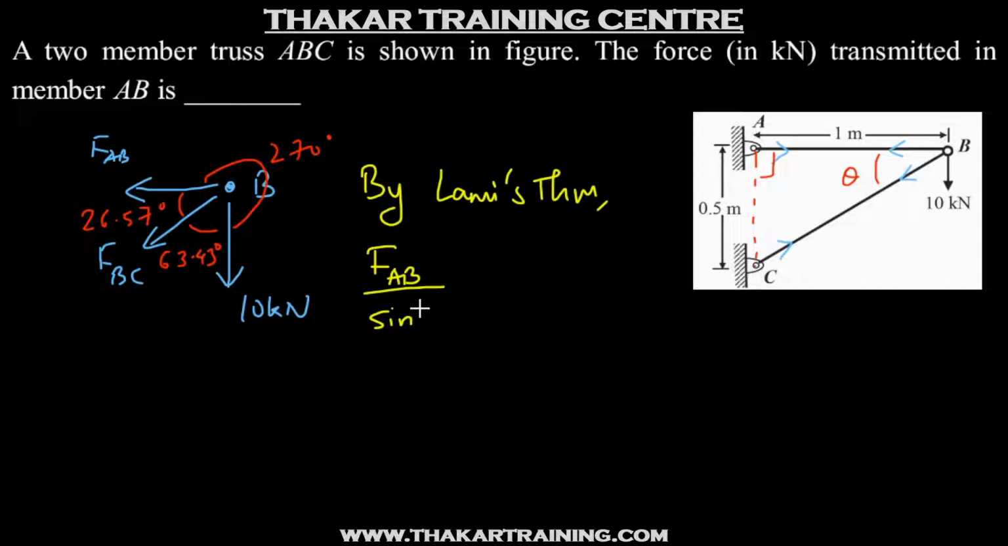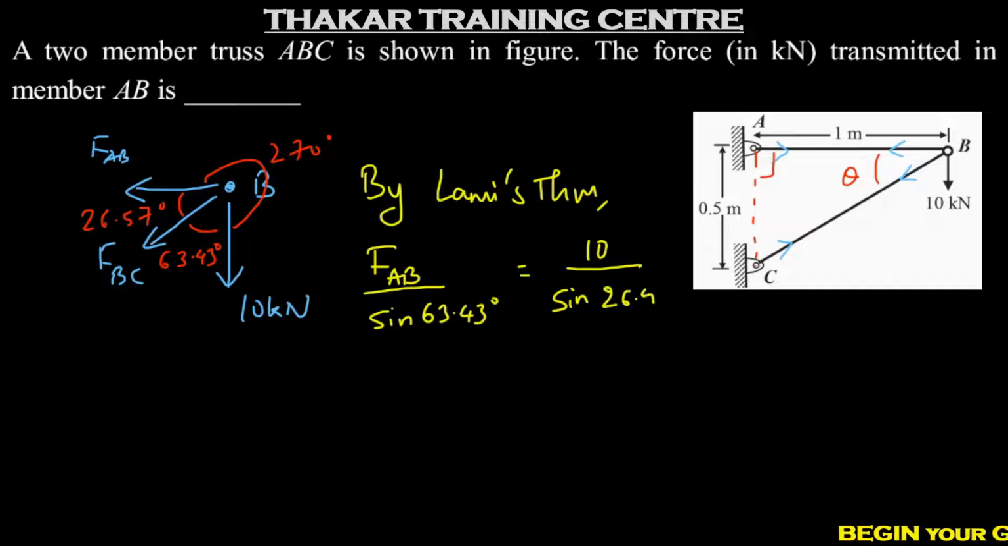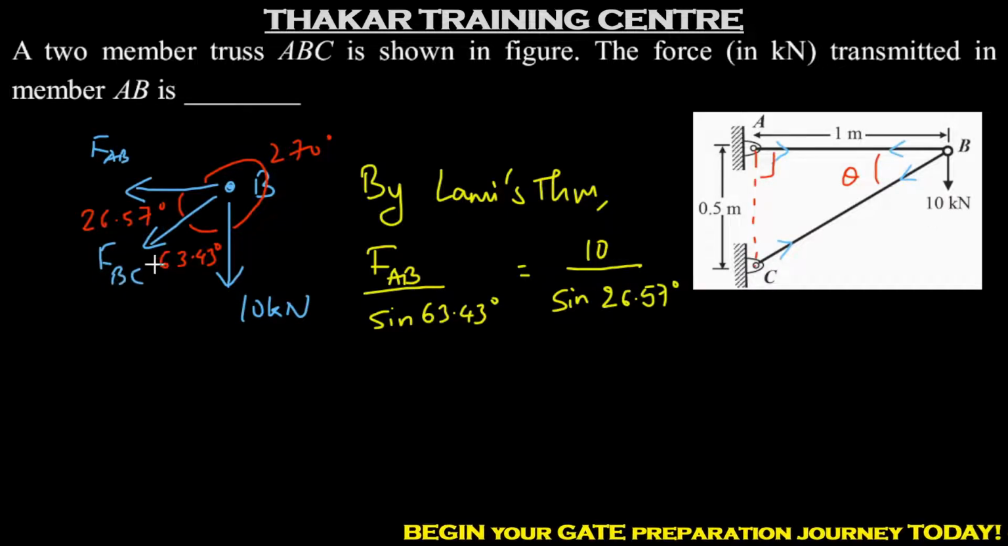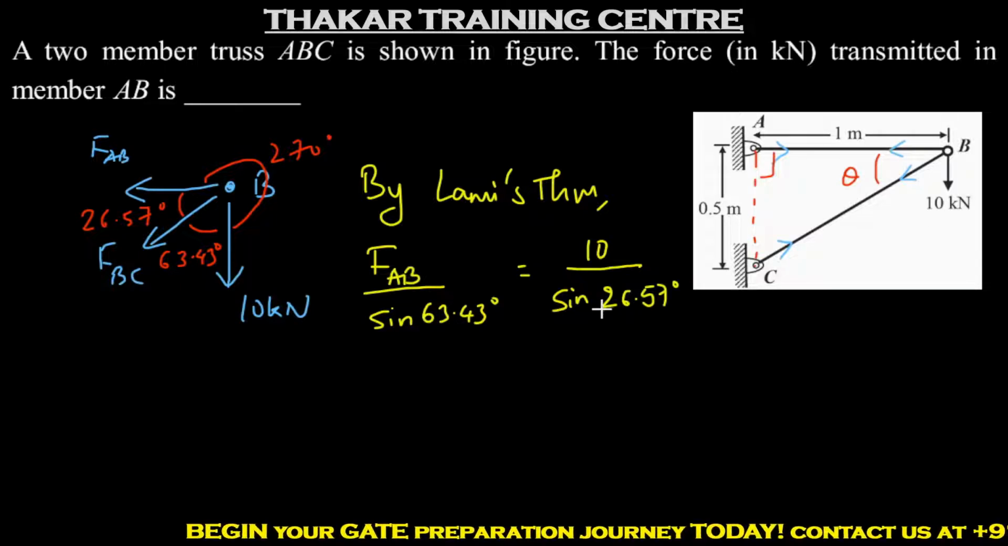So we'll write down FAB upon sine of 63.43 will be equal to 10 kilonewton, which is the known force, upon... Once again, when we look at the force of 10 kilonewton, we have to look at the angle between the other two forces, which are FAB and FBC. So the angle is 26.57. So here we'll write down sine of 26.57 degrees. We need not write down the third part, which is for FBC. We can solve the question with the help of this equation.